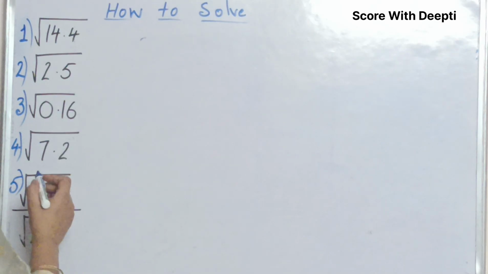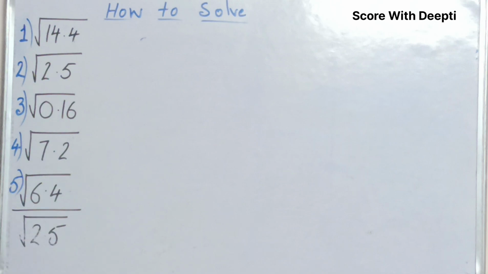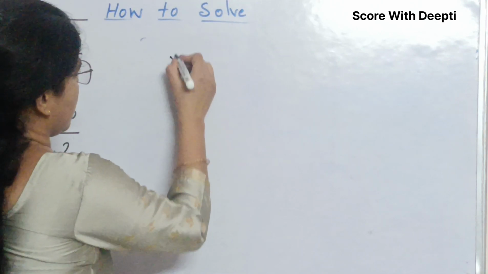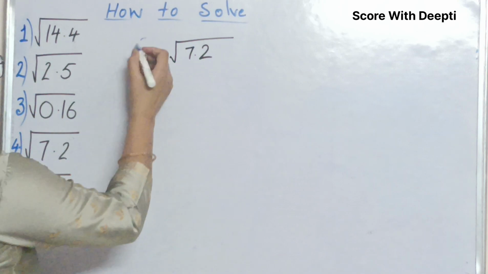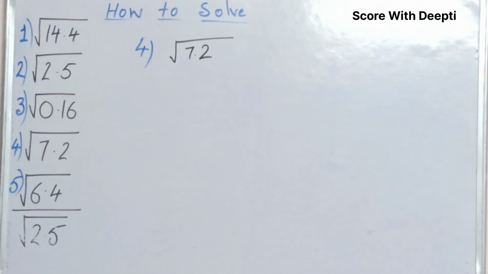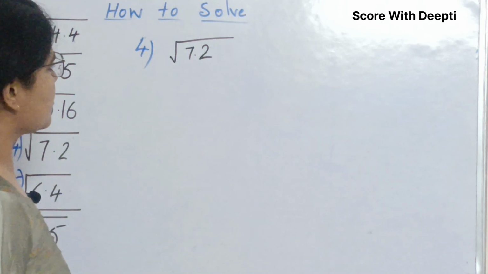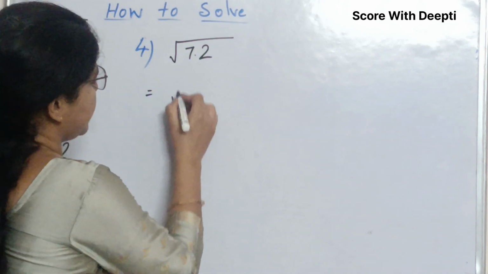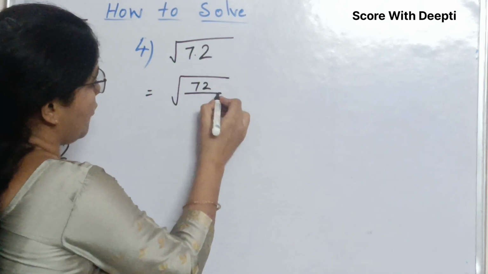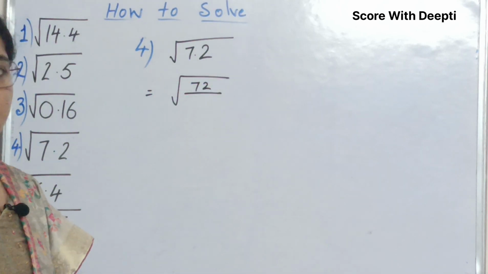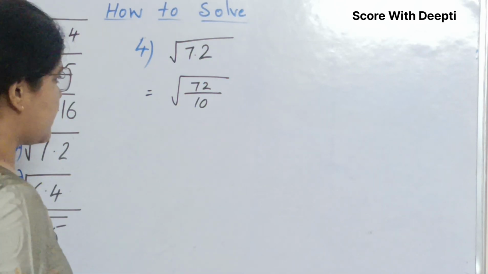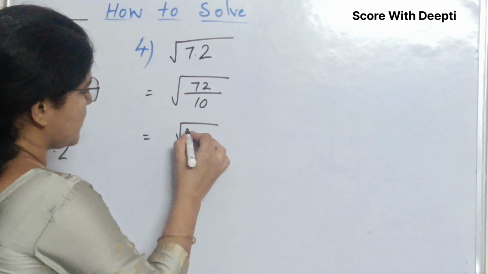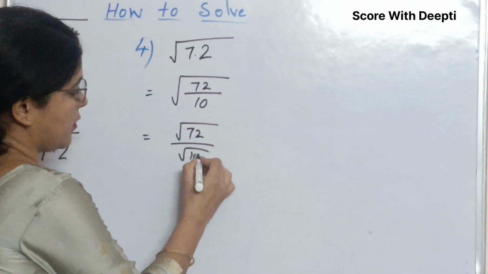Next, question number 4. Square root 7.2. How do we solve square root 7.2? Question number 4. In square root 7.2, first we remove the decimal and we write square root 72 over, there is one digit after the decimal, so we write 10 in the denominator. Next, we separate these terms.